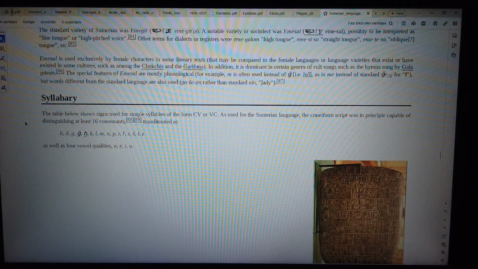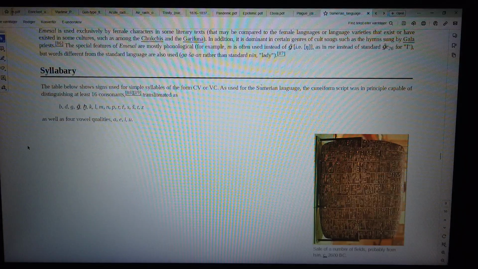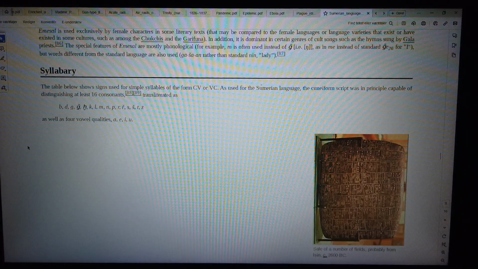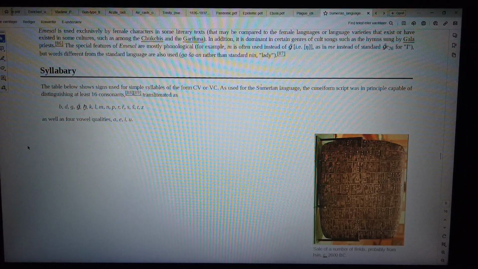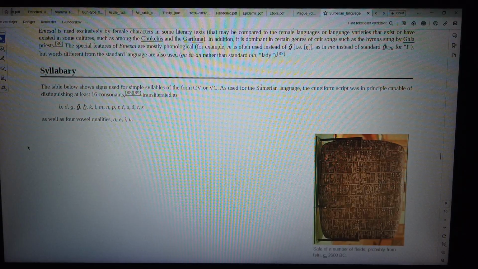The special features of Emesal are mostly phonological. For example, M is often used instead of G, as in me instead of standard ge. But words different from the standard language are also used, such as gašan rather than standard nin, lady.